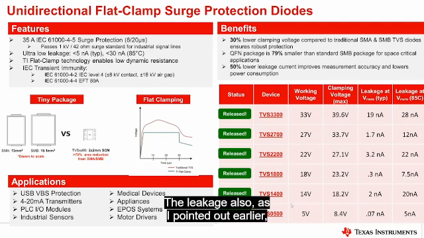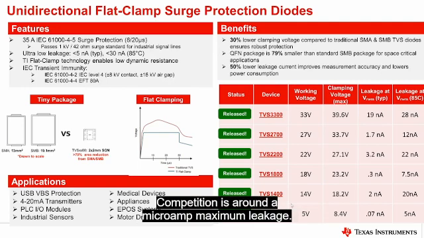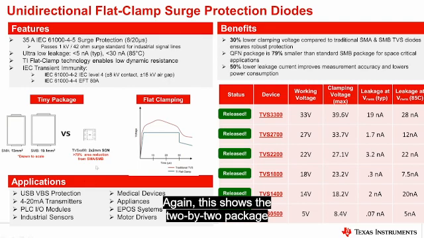The leakage also, as I pointed out earlier, is much lower than competition. Competition is around a microamp maximum leakage. So we wanted to really point out that we can spec the leakage down to the sub-nanoamp region even, and the single to double-digit nanoamp region for most of these devices, even at 85 degrees Celsius. Again, this shows the 2x2 package versus the SMA and SMB packages, showing a greater than 70% area reduction.